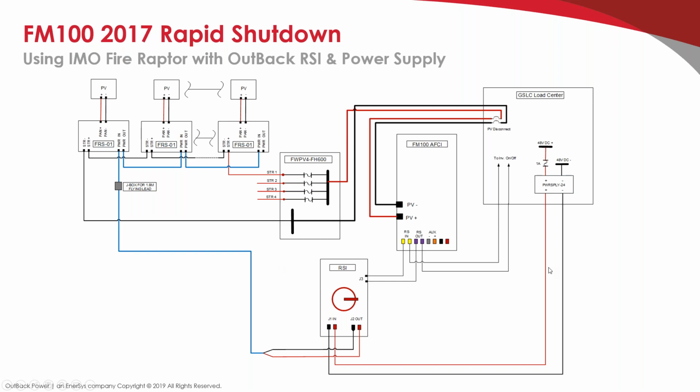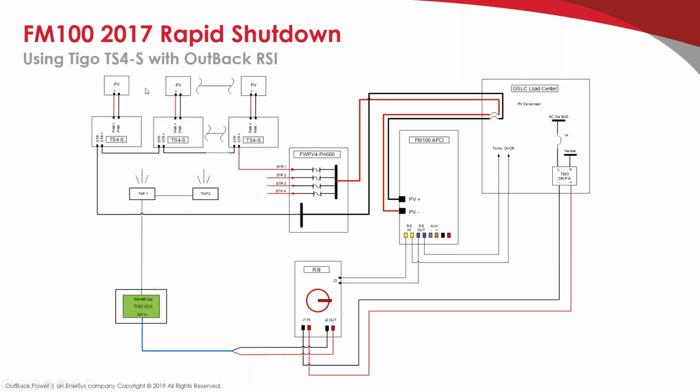Going to the next slide. This is a TIGO solution. So we know TIGO is a pretty common solution for rapid shutdown. So we wanted to make sure that we address this as well. Generally, for TIGO, we would recommend using our RSI, the TIGO CCA kit here. So you have the same thing.